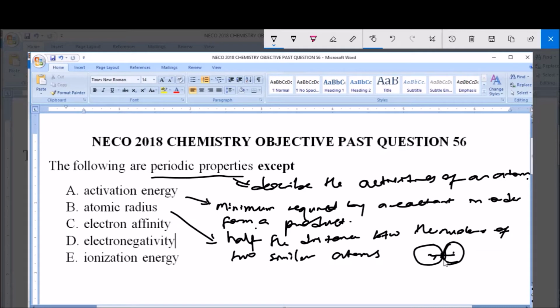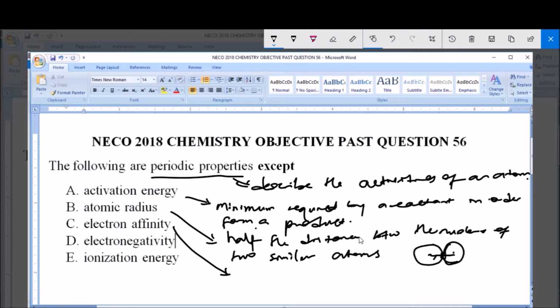So you can see that atomic radius is describing the distance between the nucleus of two atoms. So it's describing the atom. So we can refer to it as a periodic property. Option C here says electron affinity. Electron affinity, which is option C.